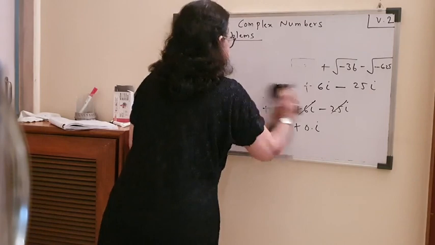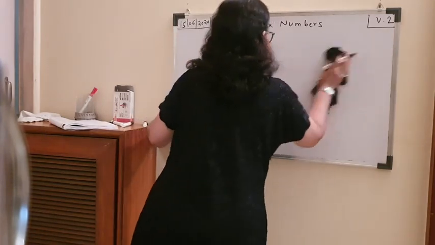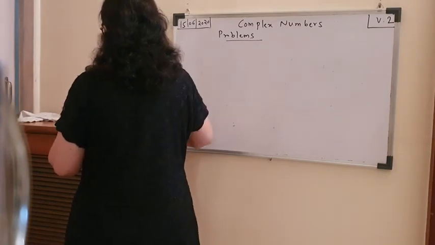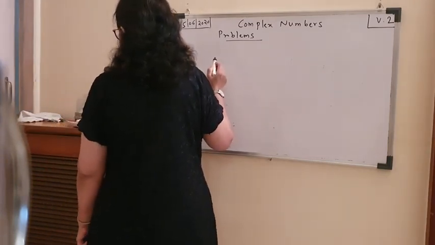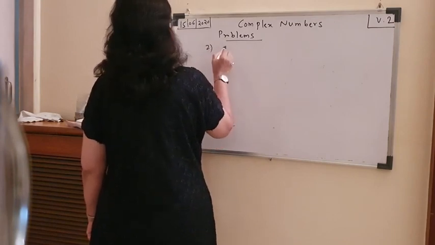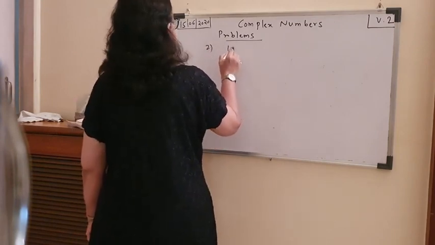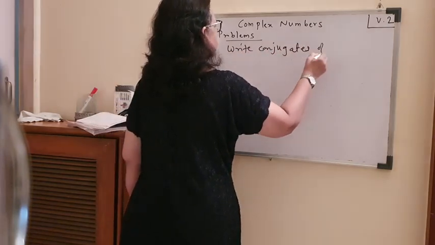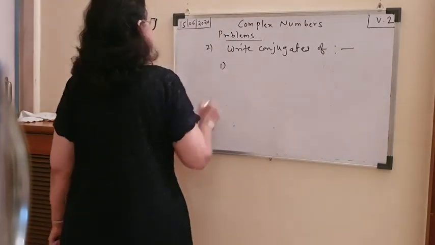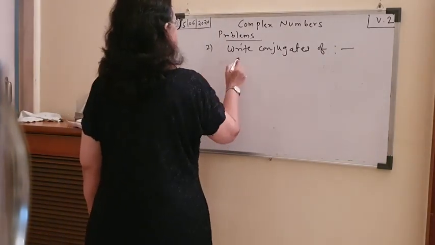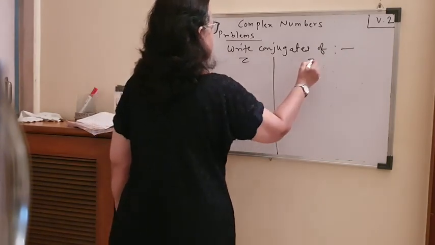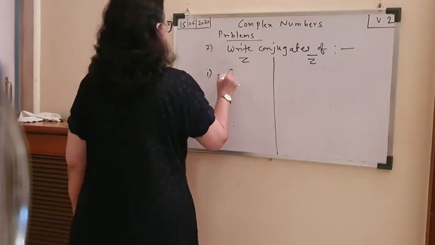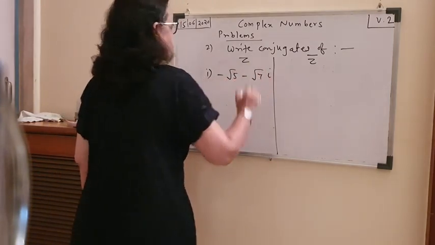Next, number 2, second problem. Write conjugates of the following. 1 or 2 I have shown you, but let us say, we'll make 2 columns. First column is Z, the number, and then Z bar, the conjugate. So the first one says minus root 5 minus root 7i.